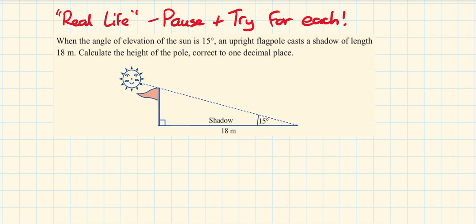An upright flagpole casts a shadow of length 18 meters. Calculate the height of the pole. Now, I know it says real life problems. I don't think anyone is ever going to do this in real life, but it is what it is.